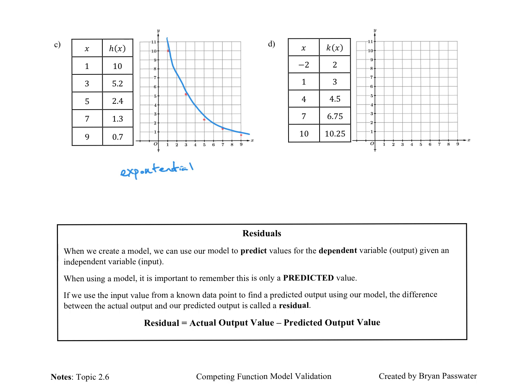All right, let's look at D now. We're going to plot these. We have negative 2, 2, and then 1, 3, and then 4, 4.5, and 7, 6.75, and then 10, 10.25. What might this one be? This one's also exponential. What kind is this one now? This one's a growth. So this is an exponential, and this is more of a growth.